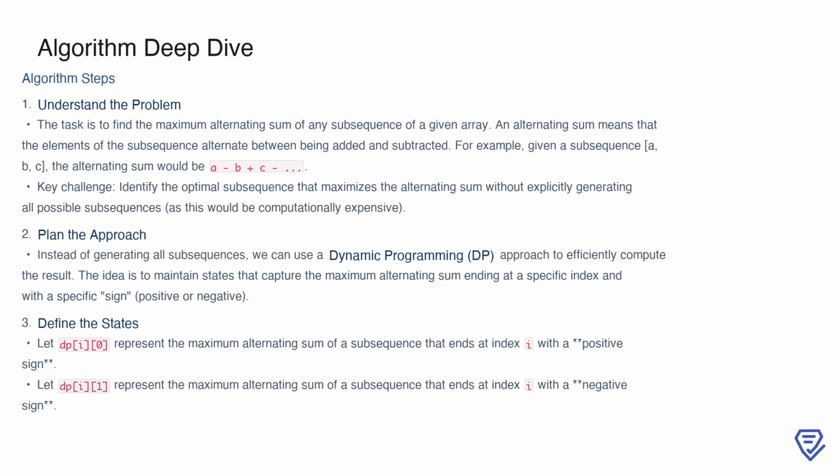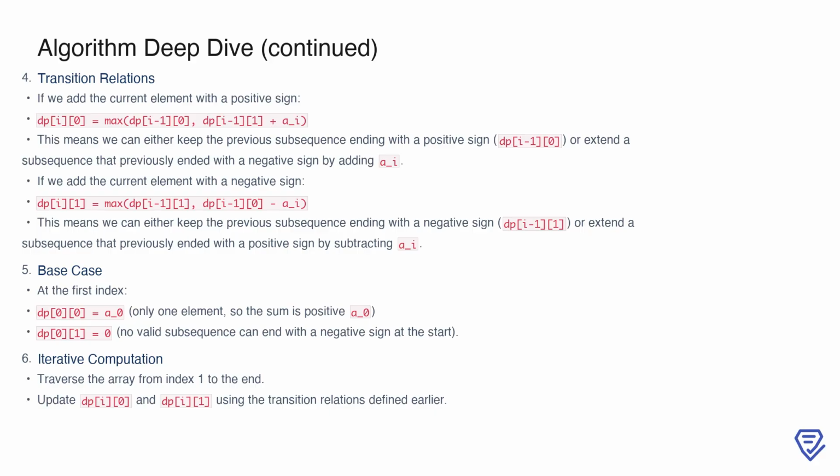To formalize this, we define two states, dp[i][0], which represents the maximum alternating sum ending at index i with a positive sign, and dp[i][1], which represents the maximum alternating sum ending at index i with a negative sign. Now, we define the transition relations that govern how these states are updated as we process each element in the array.